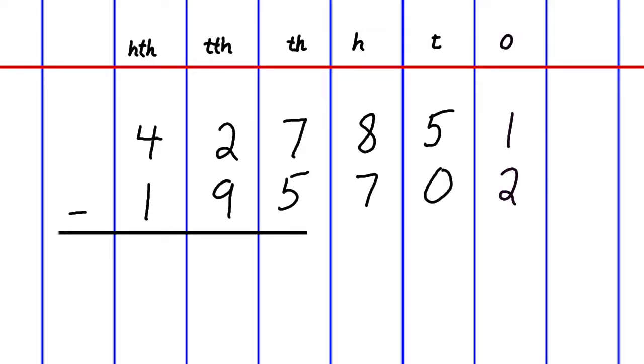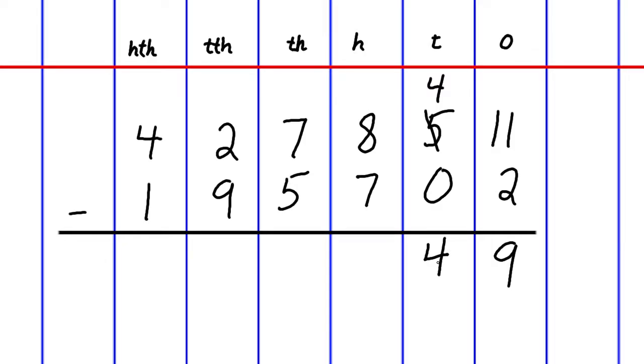$195,702. Starting with the ones place, we notice that we have to regroup the ones and the tens. So, take away 1 ten, leaving 4 tens. Break it apart into 10 ones and combine it with the 1 already in the ones place. Then subtract 11 minus 2 equals 9. Go to the tens place. 4 tens minus 0 equals 4 tens. No need to regroup here.